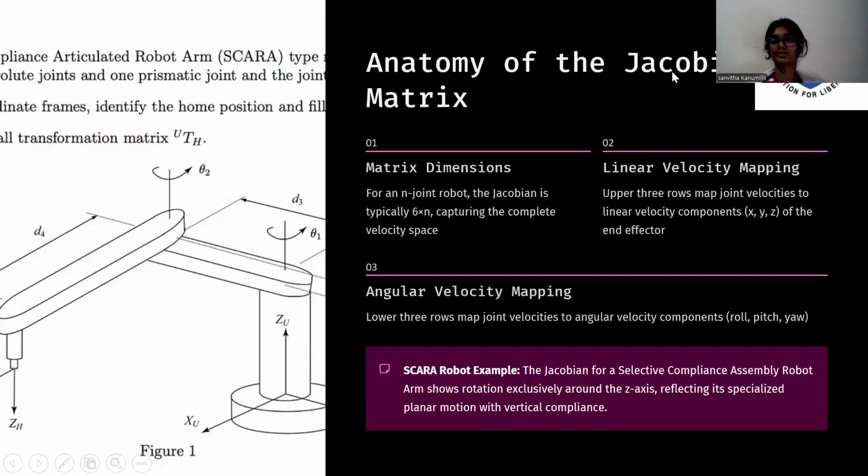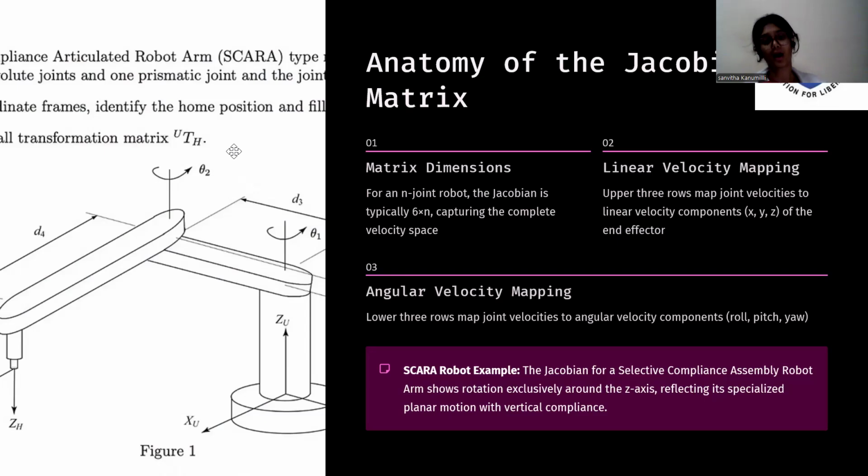So, anatomy of the Jacobian matrix. Coming to matrix dimensions, for an n-joint robot, the Jacobian is typically 6 by n, capturing the complete velocity space. The second one is linear velocity mapping: the upper three rows map joint velocities to linear velocity components x, y, z of the end effector. And the third one is angular velocity mapping: the lower three rows map joint velocities to angular velocity components.